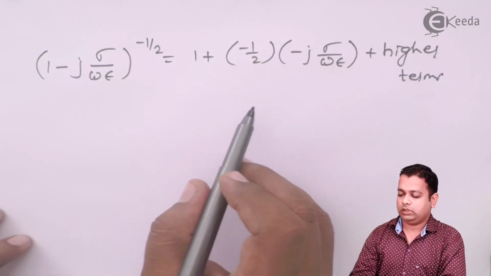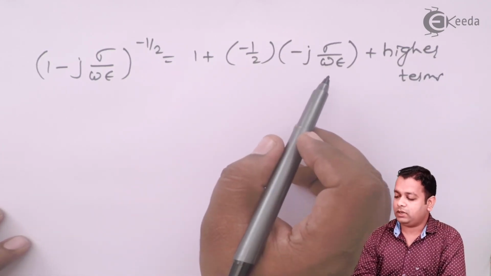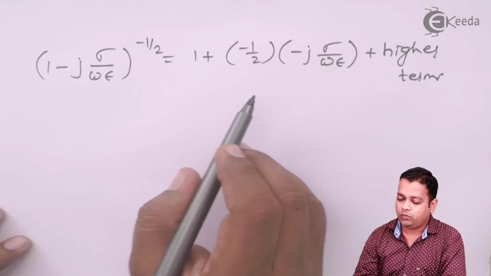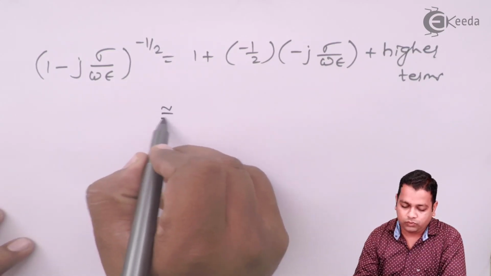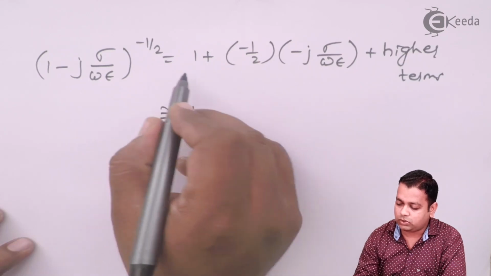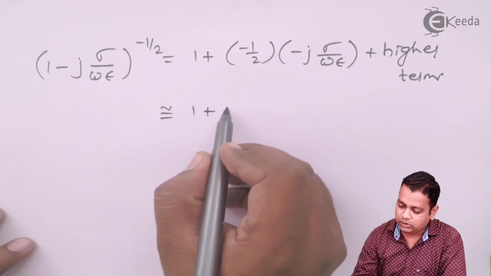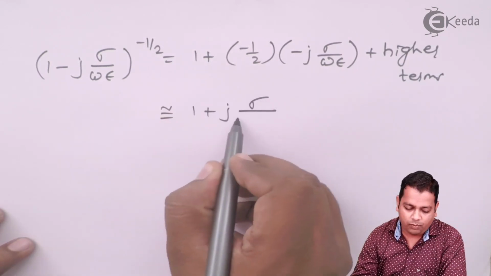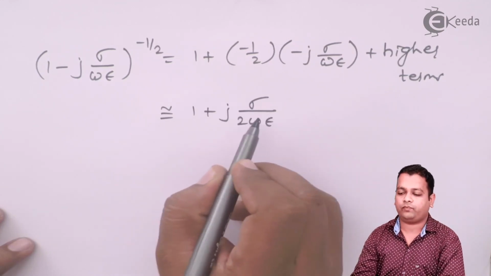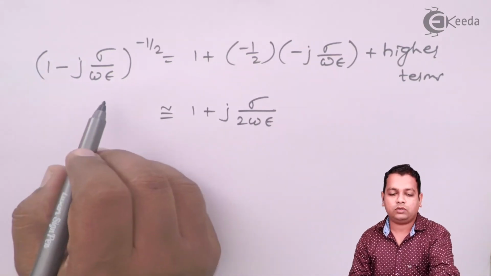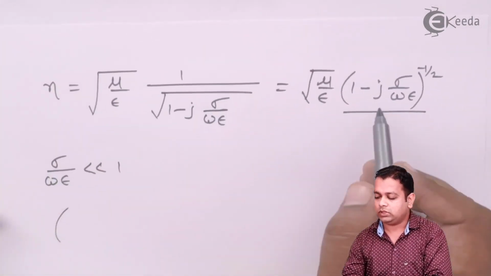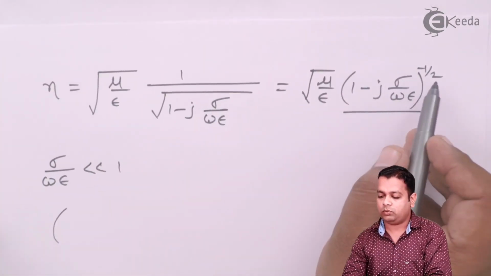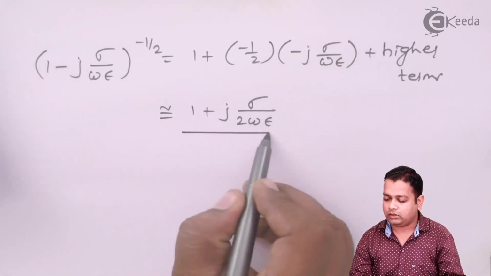So we know that sigma upon omega epsilon is very less than 1, the higher order terms will again result in very lesser values. So here also we approximate it to the first two terms. So it will be 1 plus j times sigma upon twice omega epsilon. So this we will be substituting into the eta formula. So this complete bracket to the power minus 1 by 2, we shall be writing.